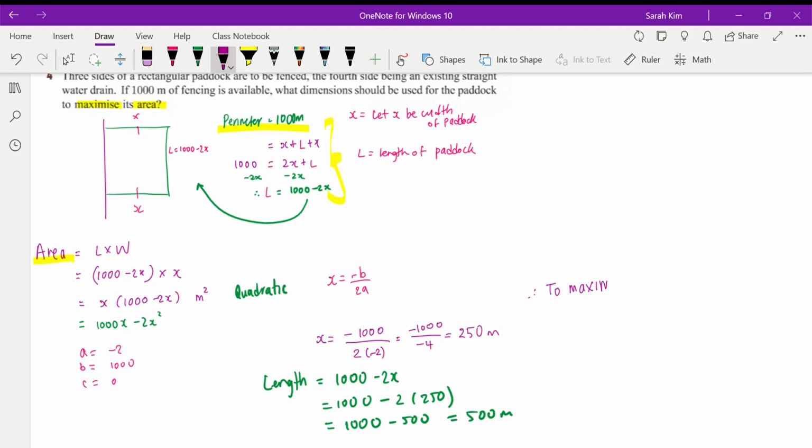Therefore, to maximize the area of the paddock, the length and width will be, because I wrote length first, I write the length first, 500 meters times 250 meters. Done. That's my answer.